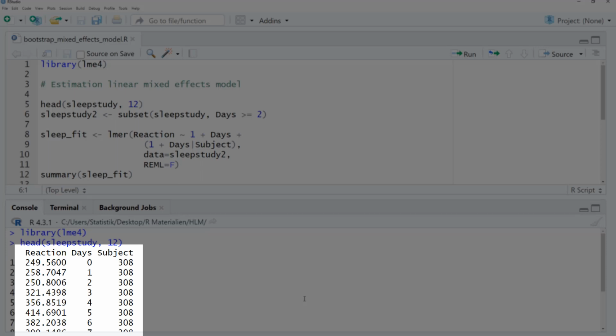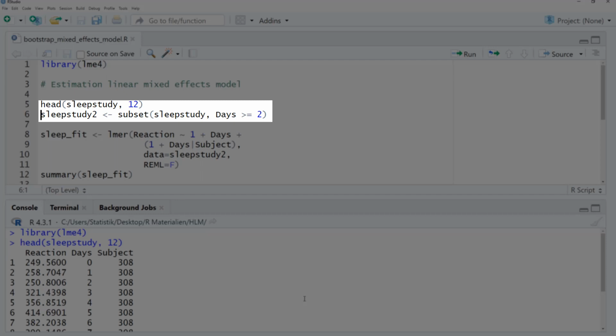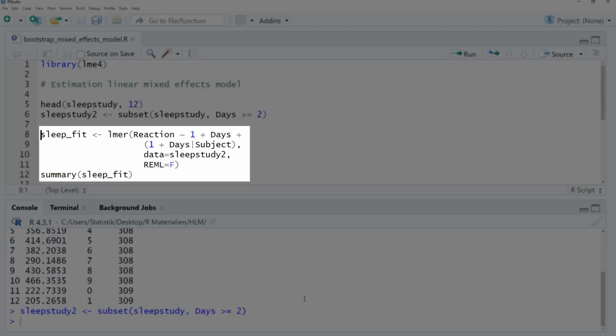It's an experiment about sleep deprivation, so we have the subject ID, the day of the experiment, and the reaction time. And we want to analyze how the reaction time gets longer with an increasing duration of sleep deprivation. For technical reasons, the days number 0 and 1 are not relevant, so I filter them out. And then I run the normal mixed effects model with the lmer function. The reaction time is predicted by the intercept and the number of days, and the random effects, a random intercept, and a random slope for days.